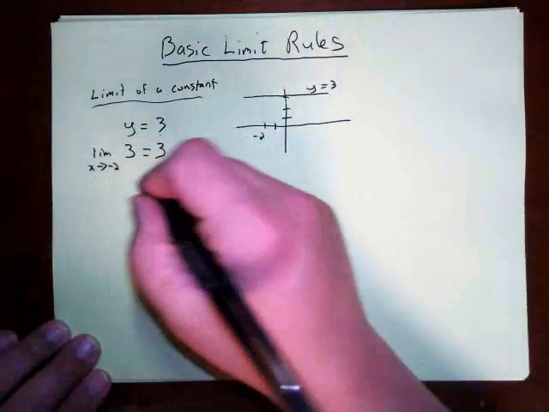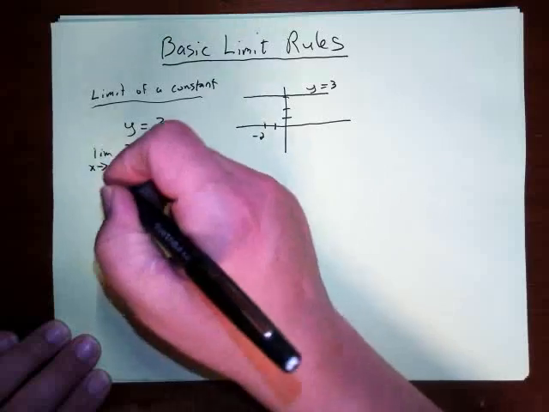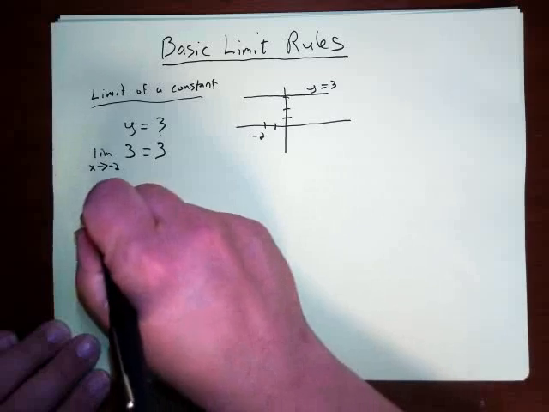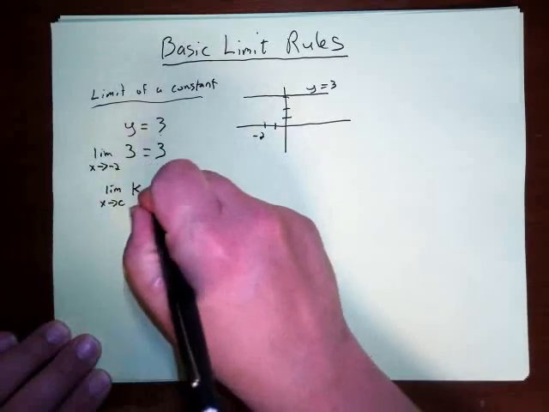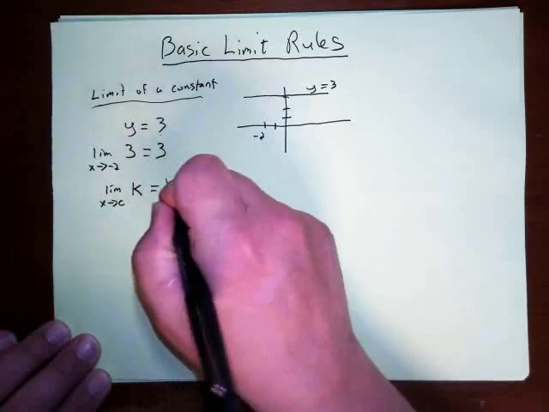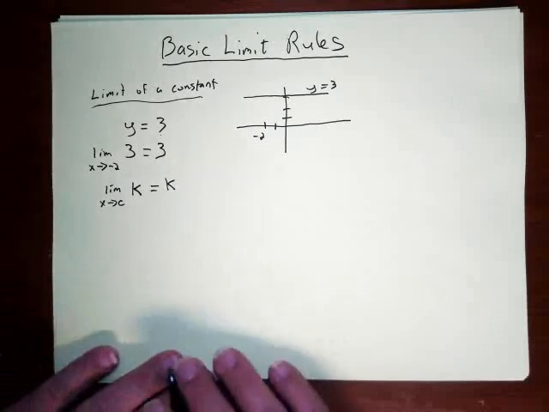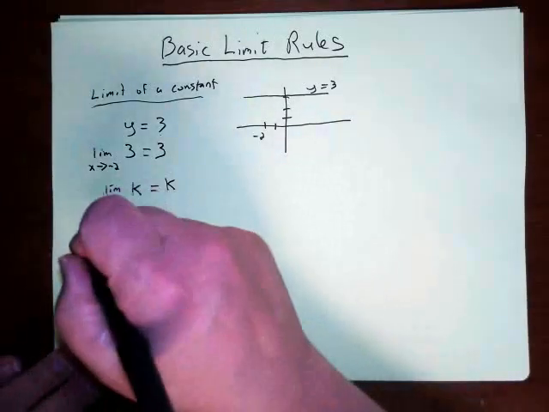And so you basically get this general rule that the limit of a constant as x approaches c is just equal to that constant, whatever the constant is. And that makes a lot of sense. So here's another rule.